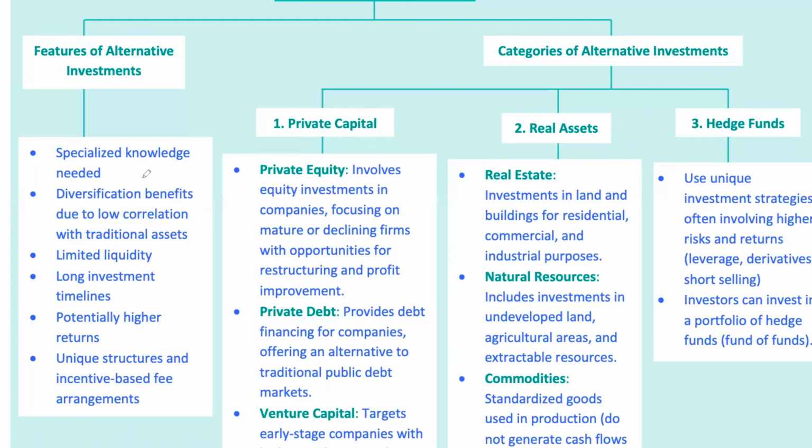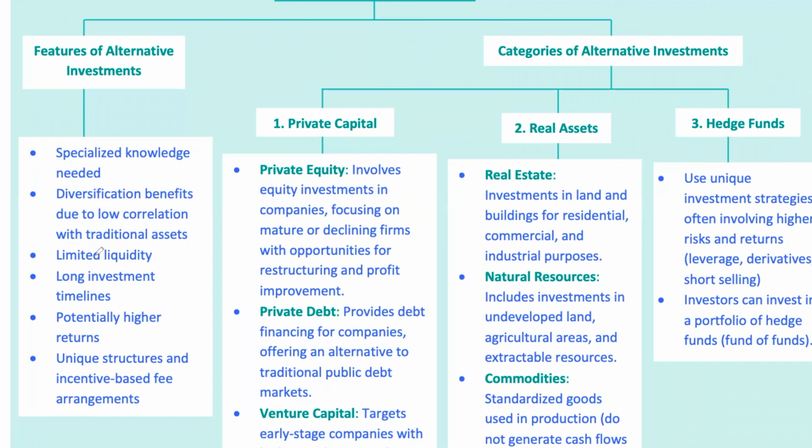Another major feature is diversification. Because alternatives often have a low correlation with equities and fixed income, they can help smooth out portfolio returns. Think about how gold or farmland performs when equity markets are volatile. Sometimes they hold up better, offering some protection.